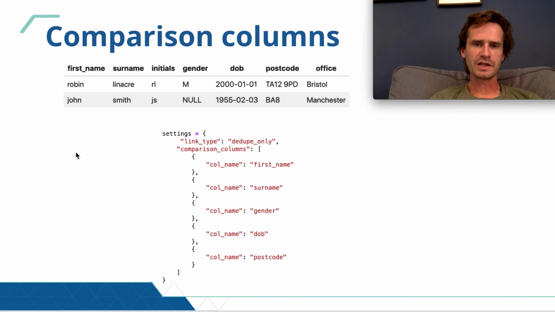If you look at the settings dictionary at the bottom there, I've also omitted the office column because it may contain information that's too similar to postcode because they're both measures of location.